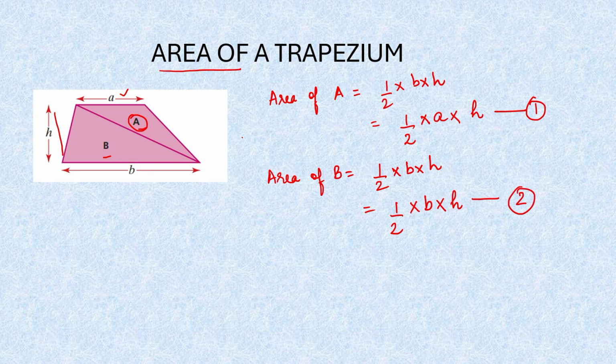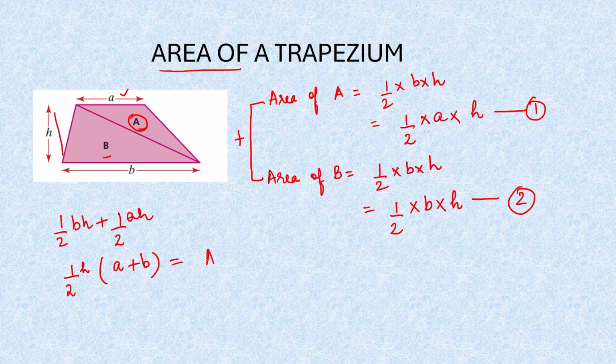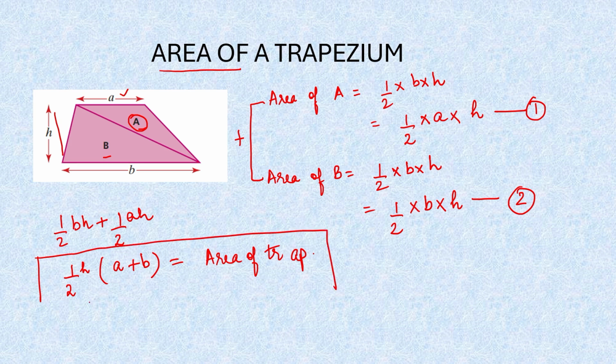Now for finding out the area of the trapezium, we'll add these two areas. What will it become? It will become half bh plus half ah. If we take half and h common, what will be inside? It will be a plus b, or b plus a. So this is the formula for the area of a trapezium: half into height into the sum of the parallel sides. Now a and b are the parallel sides of this trapezium, so half into height into the sum of the parallel sides is your area of trapezium.